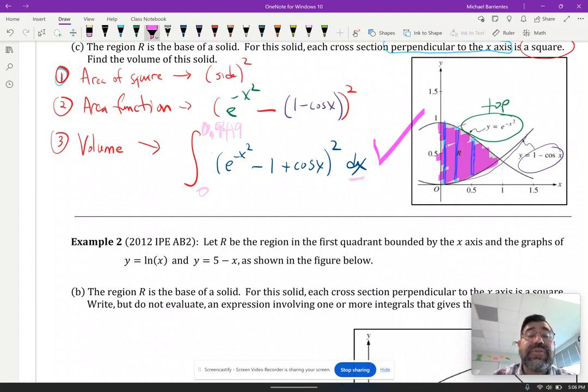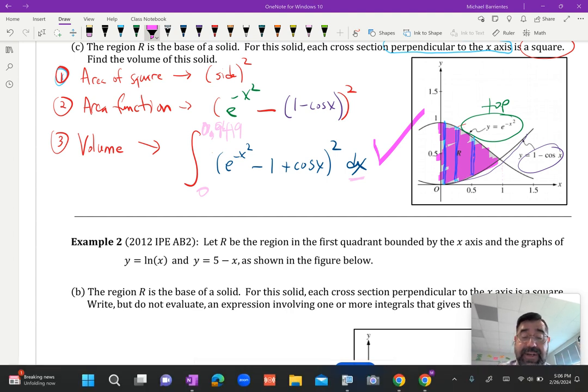This is the integral setup that is going to find the volume of the solid. I don't know if you can even picture what the three-dimensional solid looks like, but knowing that we have cross sections that are squares perpendicular to the x-axis, knowing that the top function is e to the negative x squared, the bottom function is 1 minus cosine x, I can write an integral that's going to find that for me. Great. Let's figure out exactly what it is.